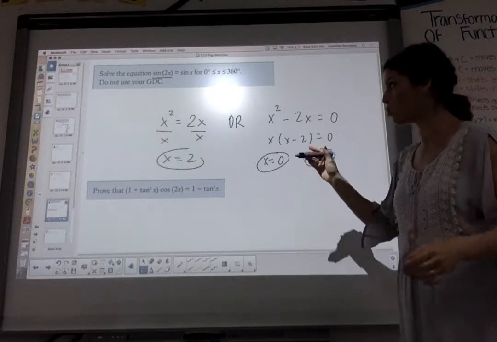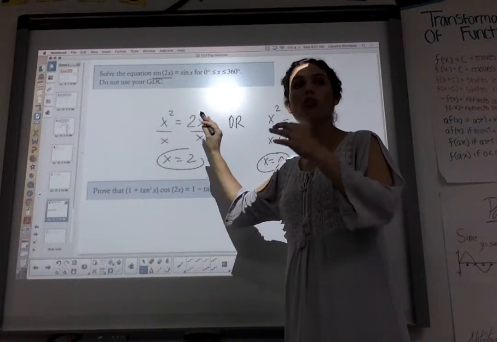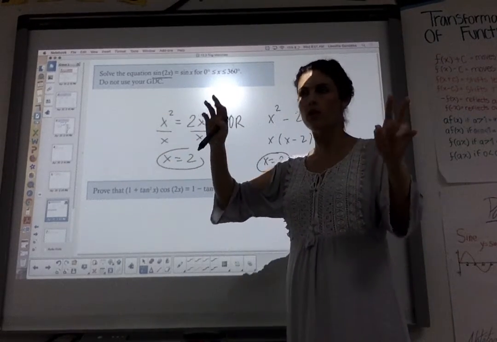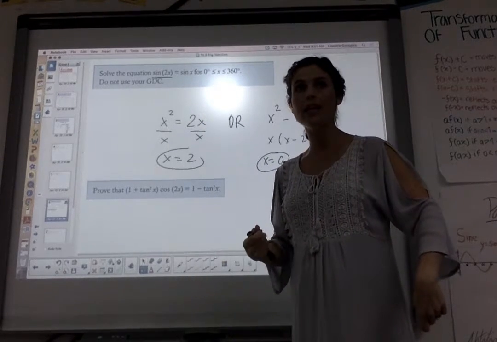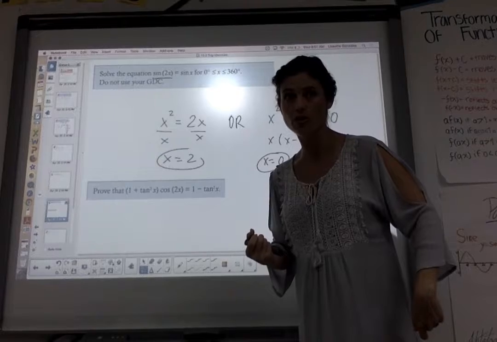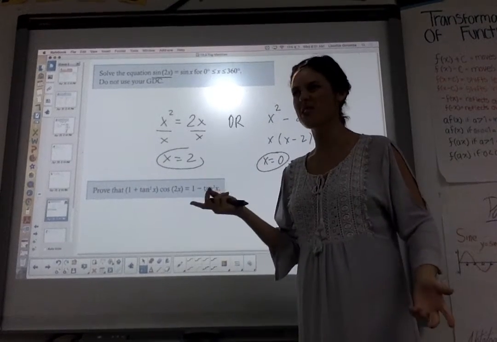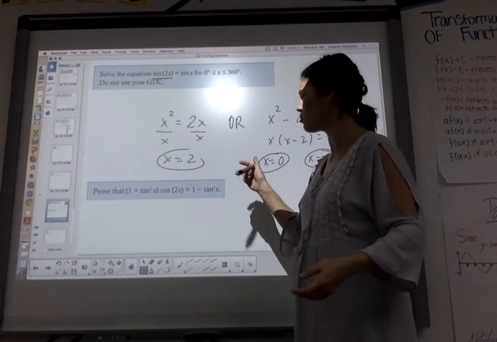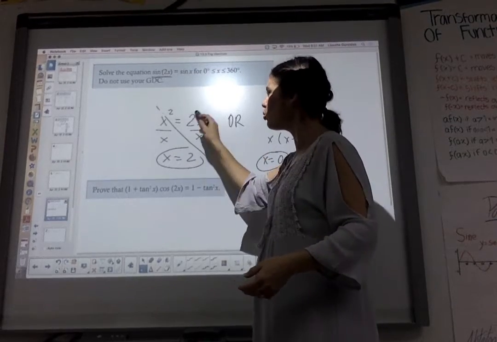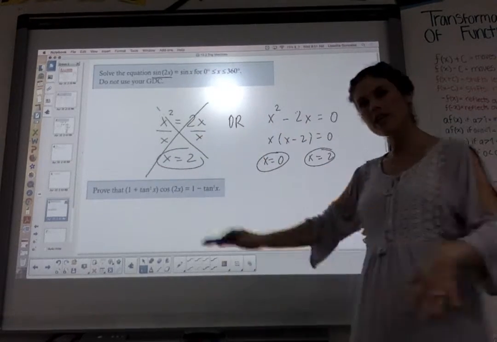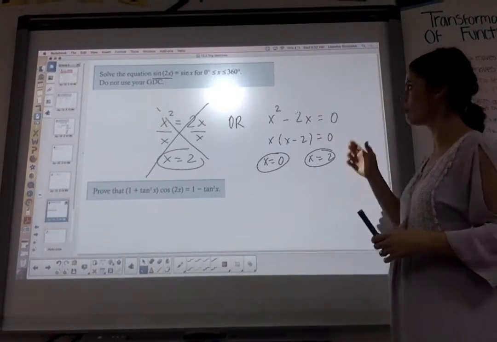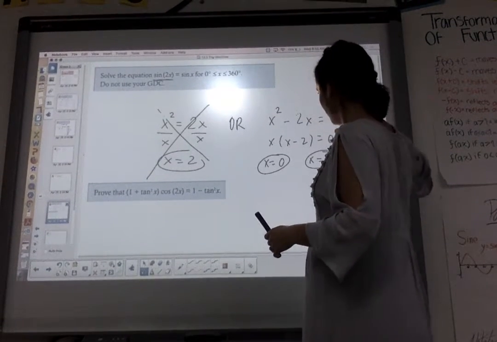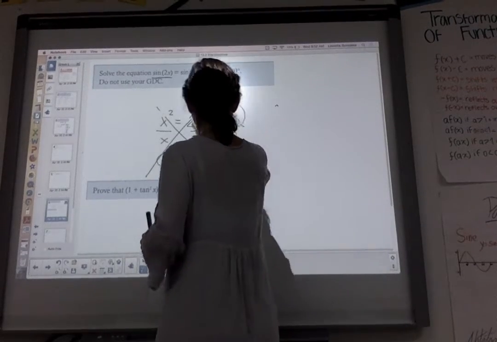Here's the moral of the story. Every time you divide both sides by a variable, and they cancel out on both sides, you are eliminating an answer. Usually x equals 0 is the one that it eliminates. So don't do this. Always move everything to one side and set it equal to 0 to make sure you don't eliminate answers.